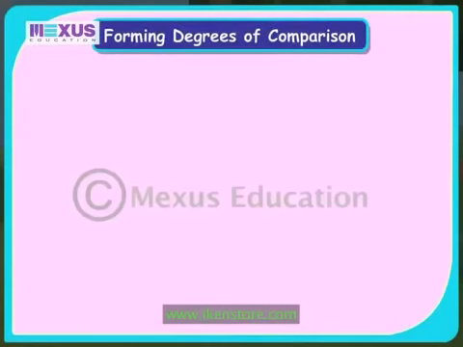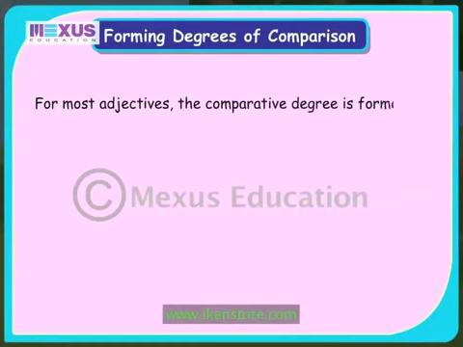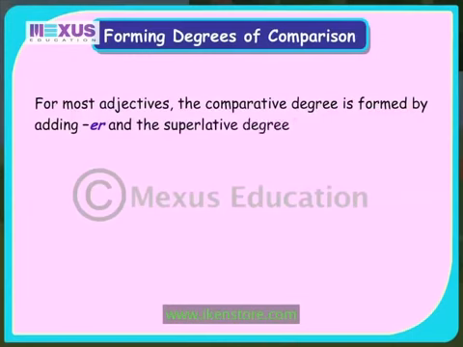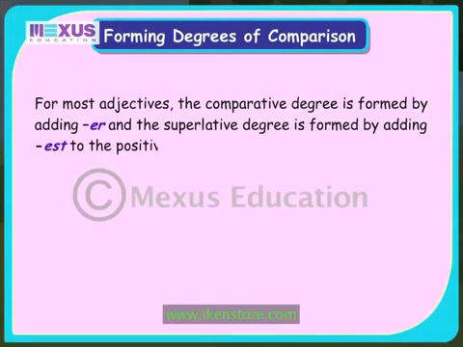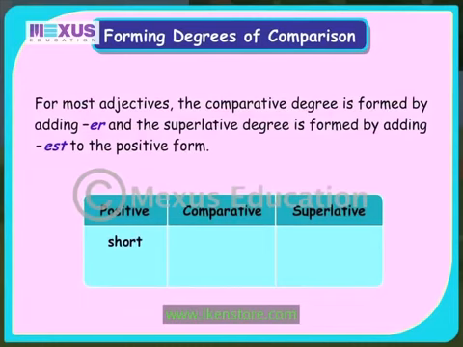Let us look at the different ways in which adjectives are changed to form comparative and superlative degrees of comparison. For most adjectives, the comparative degree is formed by adding ER, and the superlative degree is formed by adding EST to the positive form. For example, short, shorter, shortest, kind, kinder, kindest.